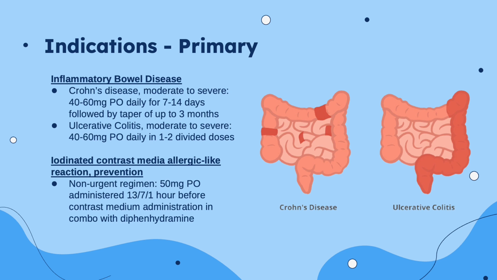Next, inflammatory bowel disease. For moderate to severe or select patients with mild disease, Crohn's, it is orally dosed 40 to 60 milligrams once daily for 7 to 14 days, followed by a taper of up to 3 months. The goal is to discontinue therapy within 1 to 2 months. For moderate to severe ulcerative colitis, it is orally dosed 40 to 60 milligrams per day in 1 to 2 divided doses. Clinical improvement is expected within 7 days.